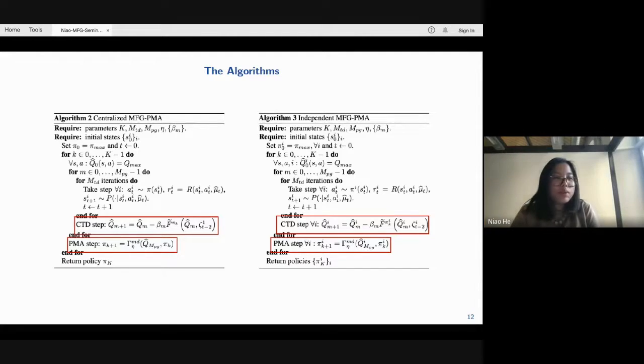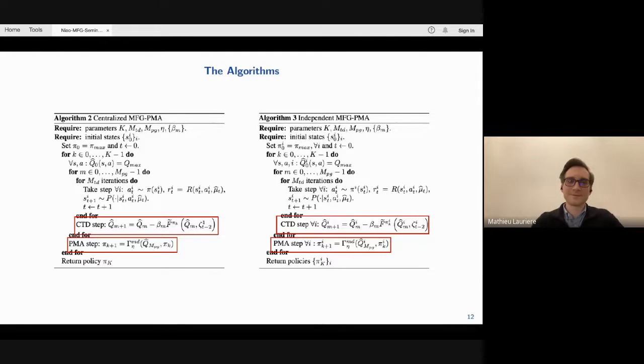Right, this is a very good question. I have to say we have not thought about how to generalize it to the finite horizon setting, but I would assume similar algorithms could also apply there as well.